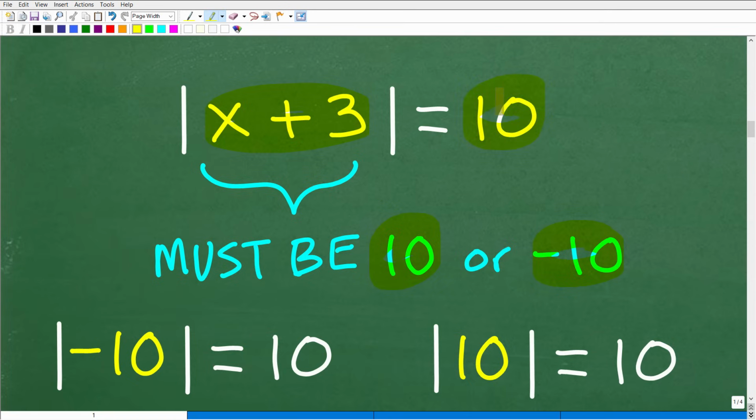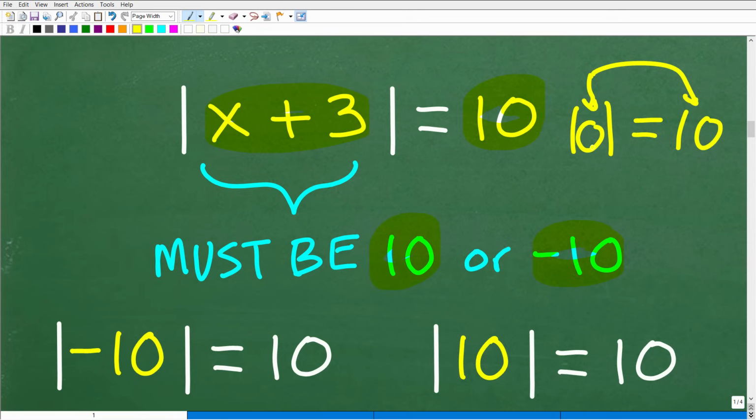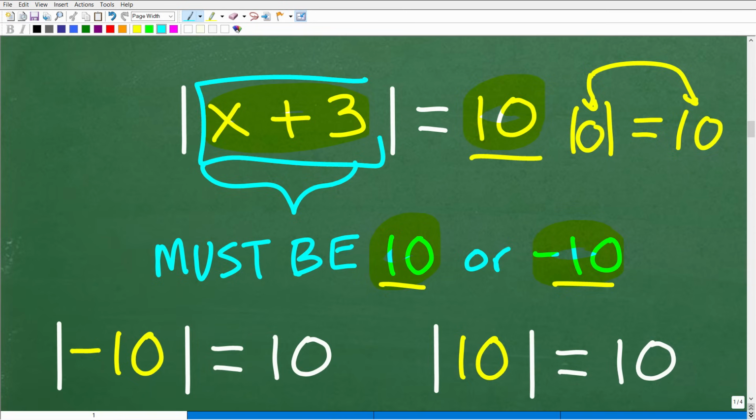Because the absolute value, it doesn't make a difference what it is, if the answer is 10, just think of it like this. The absolute value is equal to 10. Whatever you plug in here, it can only be two values. If you're going to get the answer of 10, it can either be 10 or negative 10. So you're looking at x plus 3, and you're like, yes, I see that you're trying to disguise yourself as either a 10 or a negative 10. So x plus 3 must be equal to 10 or negative 10, right?